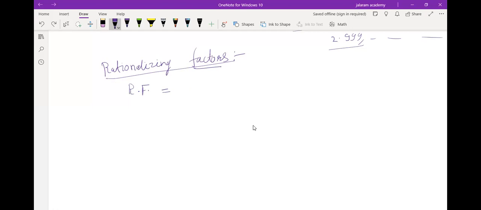The numbers which when multiplied to an irrational number gives the product as rational numbers are called rationalizing factor of the given irrational number. Okay, written everyone?